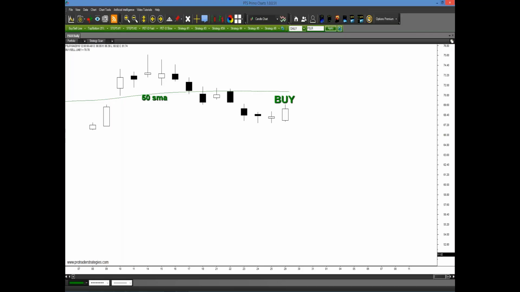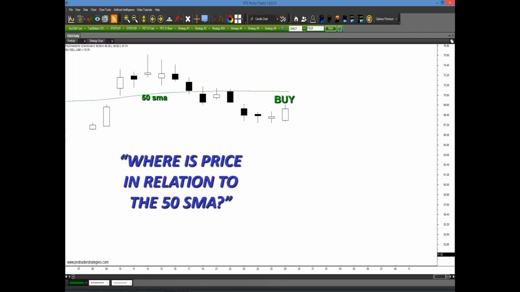Now ask yourself, where is price currently in relation to that 50-period simple moving average? Well, initially it crossed over and it was above, but now we have 1, 2, 3, 4, 5, 6, 7 closes below. That is more than enough to tell us that the overall trend is not up, the overall trend is down. So therefore, why would we be buying? Okay, the odds are against you that this buy signal will work out.